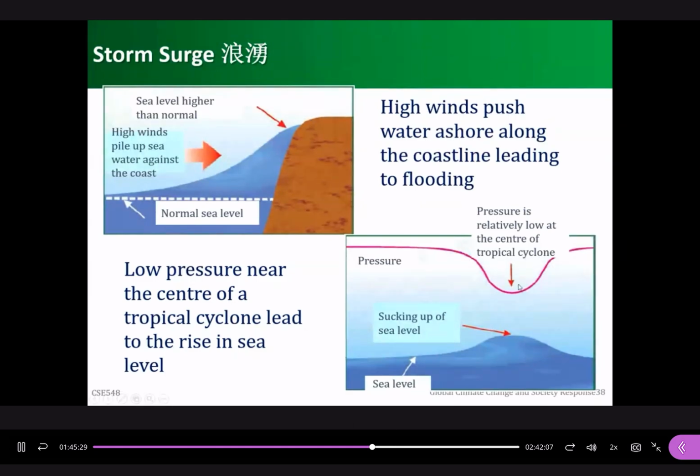For the tropical cyclone, there will be a low pressure region in the middle part, and for the outer regions, the pressure is normal, just the normal pressure. So there will be a pressure gap between the inner part and the outer region. Because of the lower pressure in the middle, the pressure will push the sea level in the outer regions to go to the inner region. So in the center of the tropical cyclone, the sea level is usually higher than the normal sea level. So in the landing process, this high level sea surface will directly flood the coastal cities.